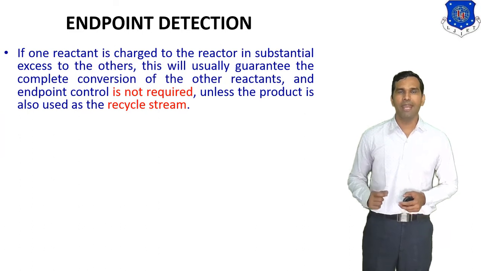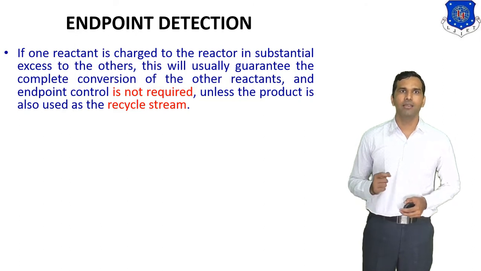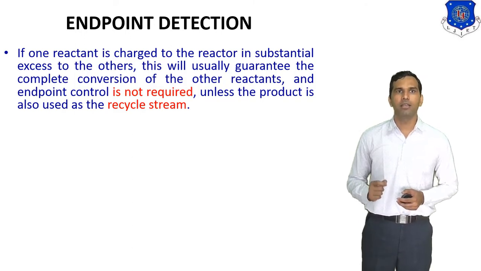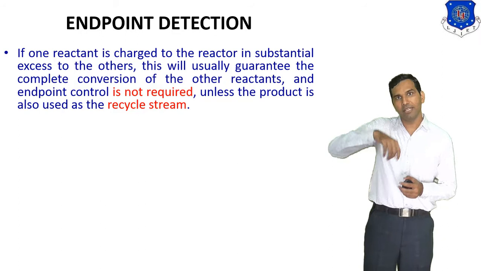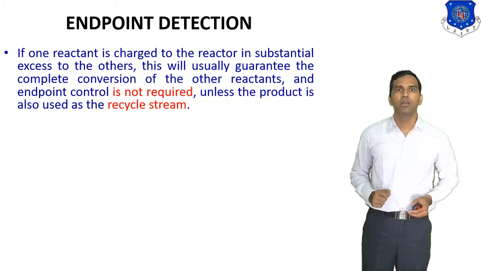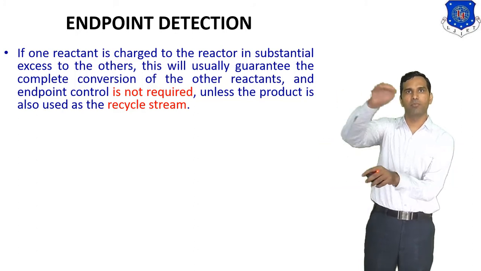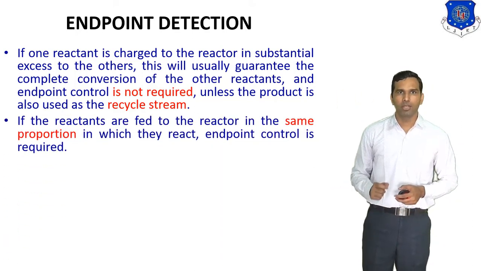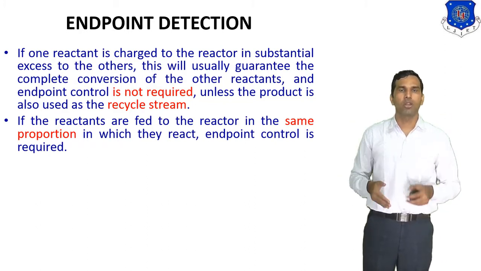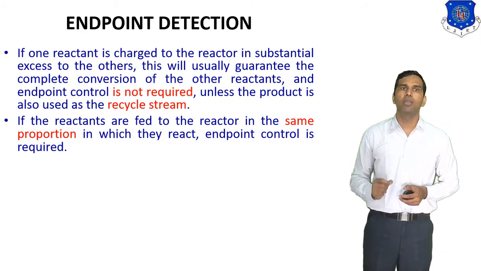If one reactant is charged to the reactor in substantial excess to the others, this will usually guarantee the complete conversion of the other reactant, and endpoint control is not required unless the product is also used as a recycle stream. If the reactants are fed to the reactor in the same proportion in which they react, endpoint control is required.